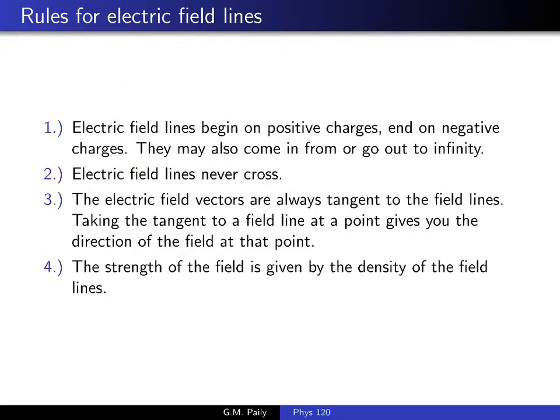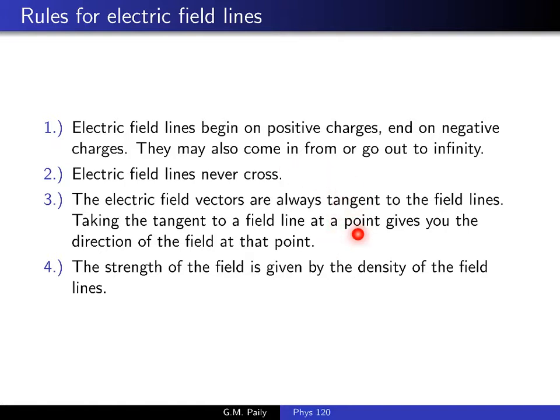Here are the rules for electric field lines. Electric field lines begin on positive charges and end on negative charges. They may also come in from infinity or go out to infinity, but they cannot stop suddenly in the middle of nowhere. Electric field lines never cross. Electric field vectors are always tangent to the field lines. Taking the tangent to a field line at a point gives you the direction of the field at that point.